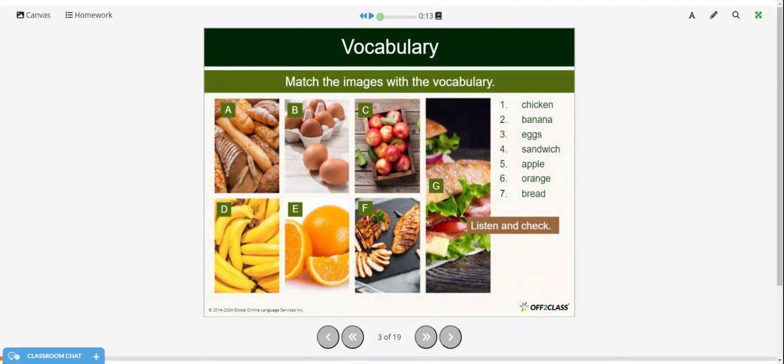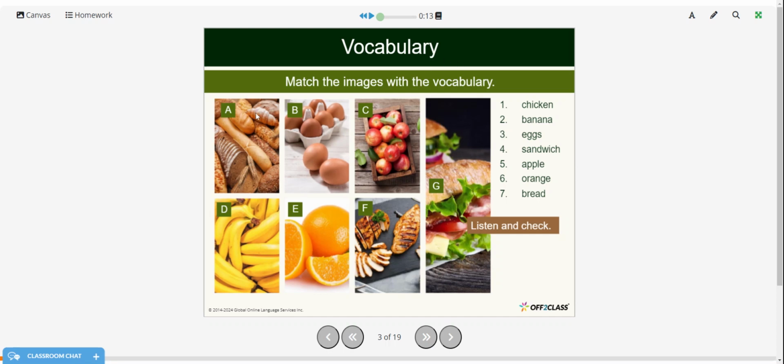All right, so now we're going to try to actually match the pictures here with the words. And again, you can pause the video, write down your answers, and then restart when you're ready to check.